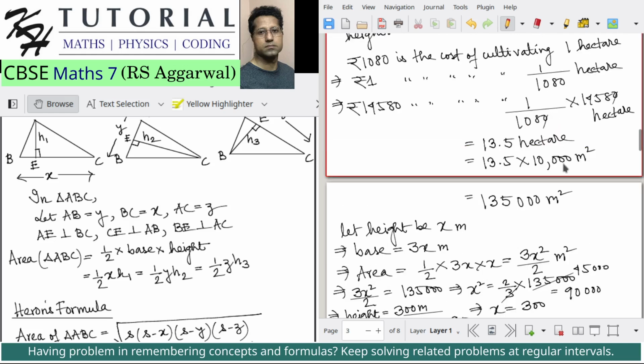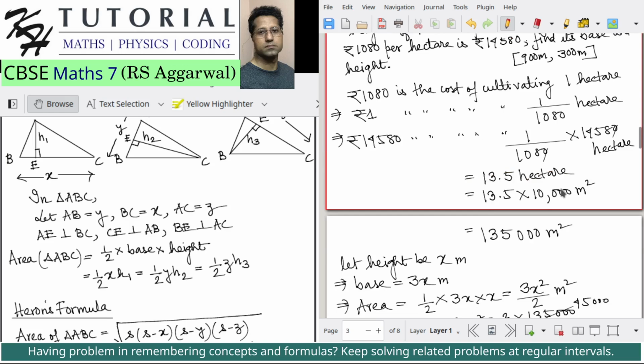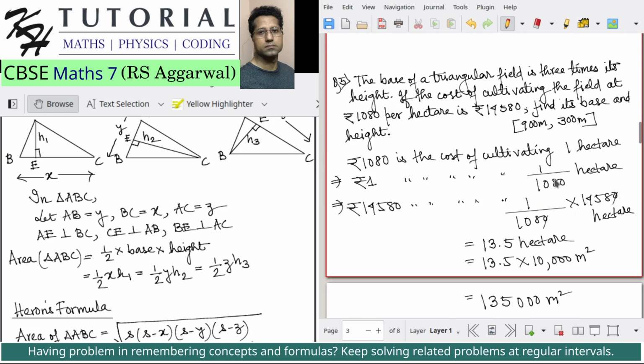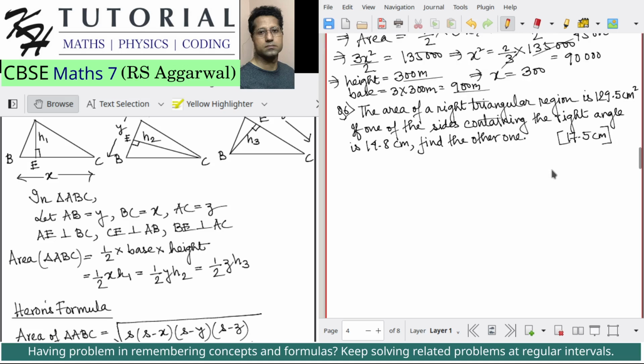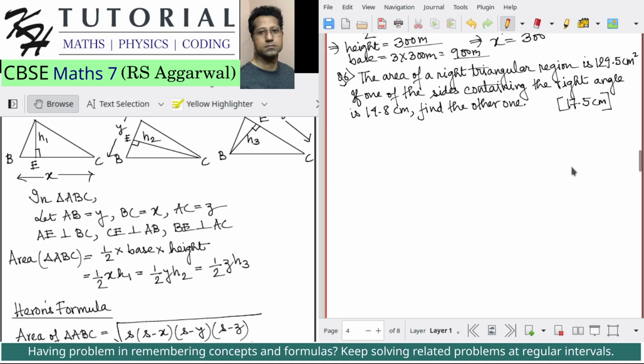So remember that 1 hectare is equal to 10,000 meter square. Okay, let's see the next problem. The area of a right triangular region. Right triangular region means right angle triangle. The region is in the shape of a right angled triangle is 129.5 centimeter square. If one of the sides containing the right angle is 14.8 centimeter, find the other one.